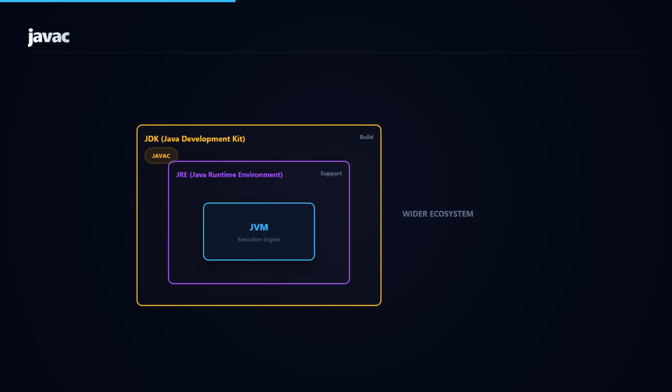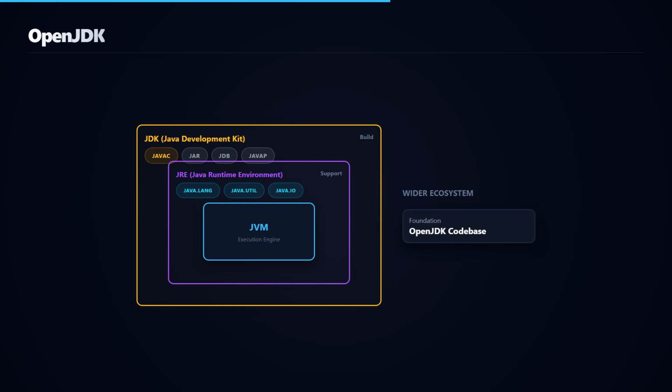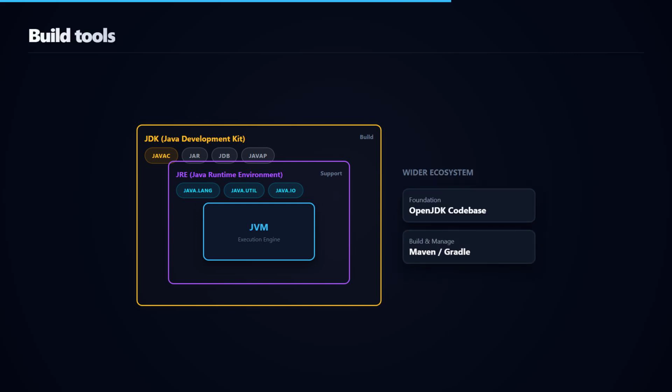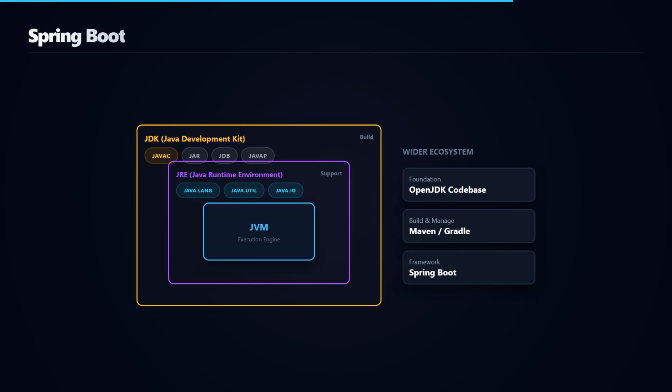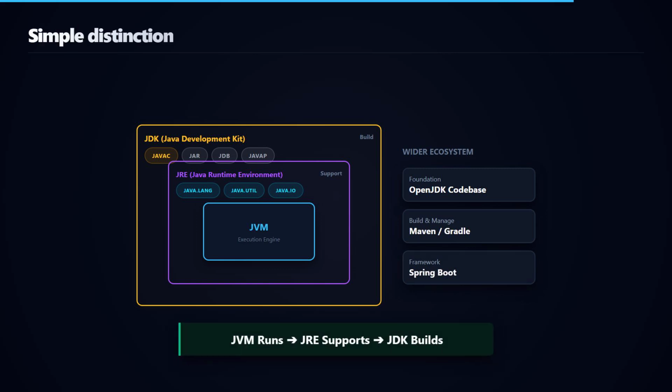Tools like jar, JDB and Javap also support development. Runtime libraries provide common APIs programs need while running. OpenJDK is the open source foundation behind Java distributions. Maven and Gradle help build, package, and manage projects. Spring Boot sits above core Java for backend application development. Keep the distinction simple. JVM runs, JRE supports, JDK builds.